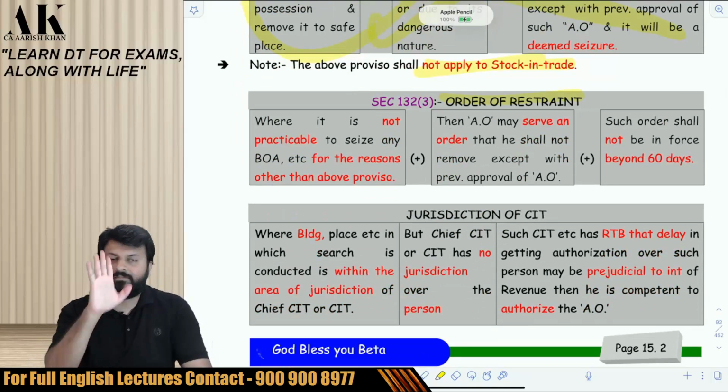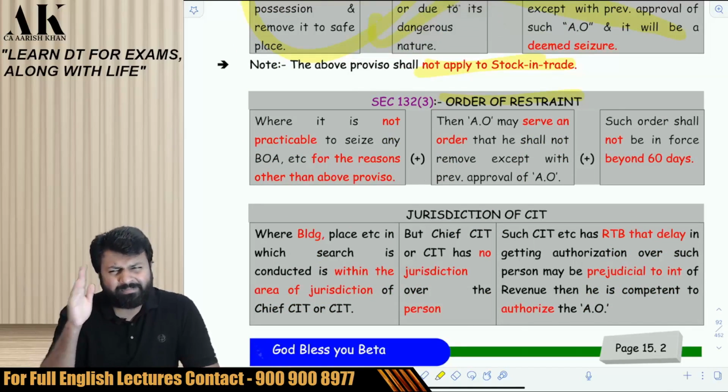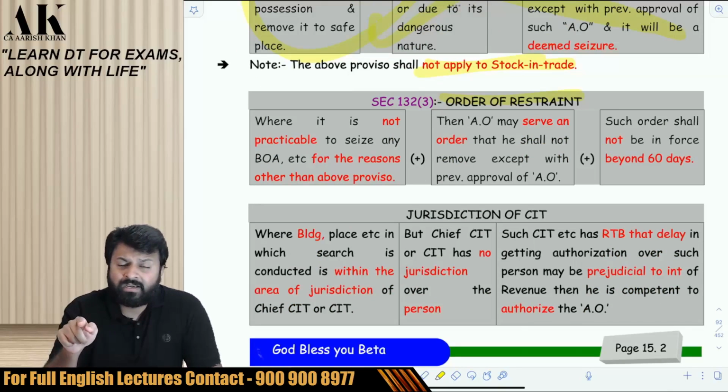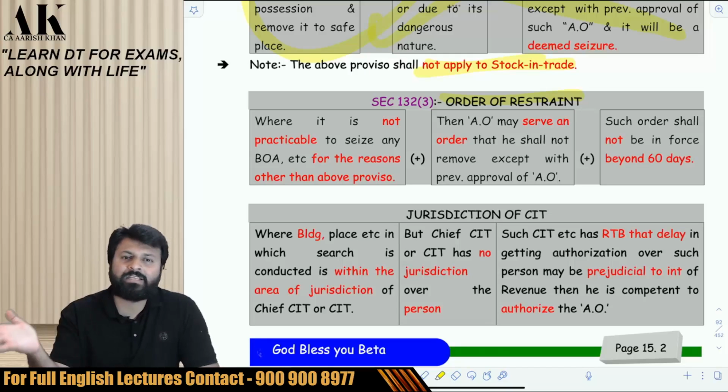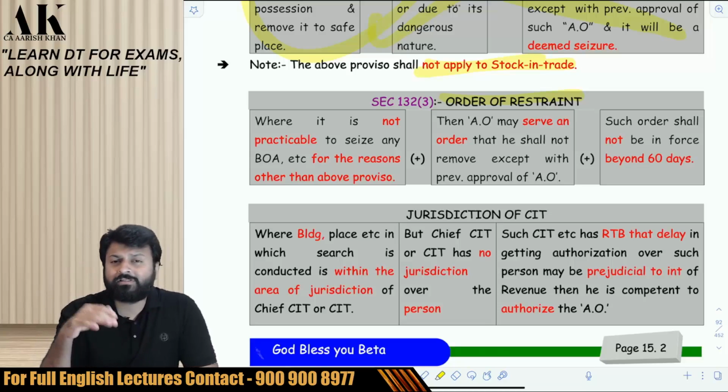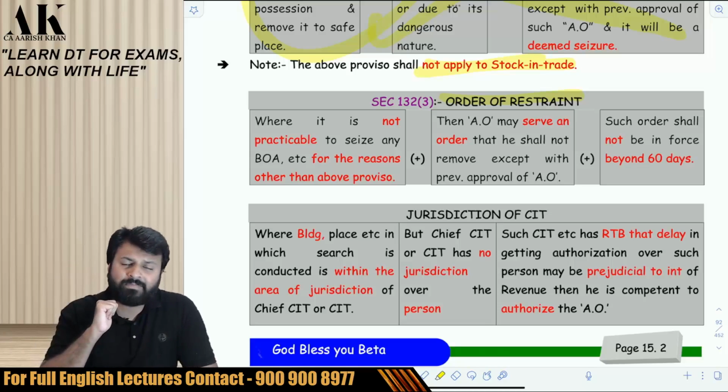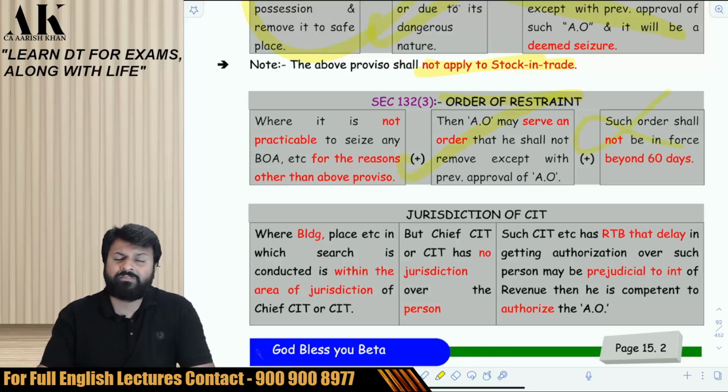What is order of restraint? Order of restraint is not a seizure. If the department is doing search and seizure, and there is some doubt whether this property actually belongs to the assessee or not, they are themselves not sure. So in that case, the AO will not seize that particular property, jewelry, bullion, or cash, but he will give the assessee an order of restraint and tell them, please do not use this asset for 60 days, and do not sell this asset for 60 days, and after 60 days you can do that. So they are putting some restriction for a period of 60 days in an order of restraint. And this order of restraint is definitely not a seizure under the income tax law.